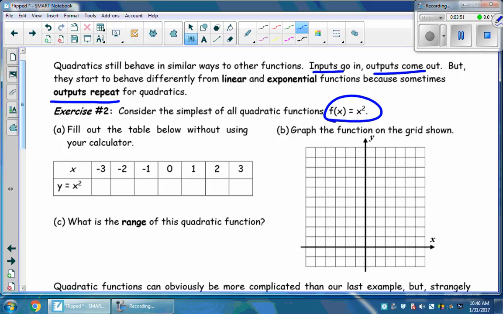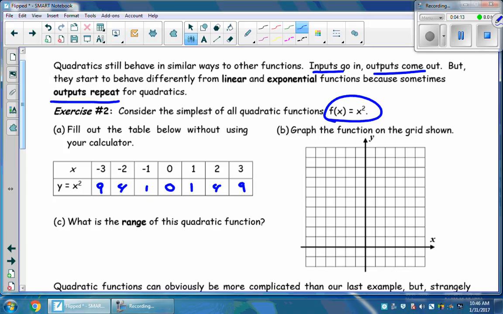back a y value. So to fill in the first box on my table, I'm going to take negative 3 and I'm going to square it. Negative 3 times negative 3, of course, gives me a positive 9. Then I work my way across my table. Negative 2 times negative 2 gives me a positive 4. Negative 1 times negative 1 gives me a positive 1. 0 times 0 gives me a 0. 1 times 1 is 1. 2 times 2 is 4. And then 3 times 3 is 9.